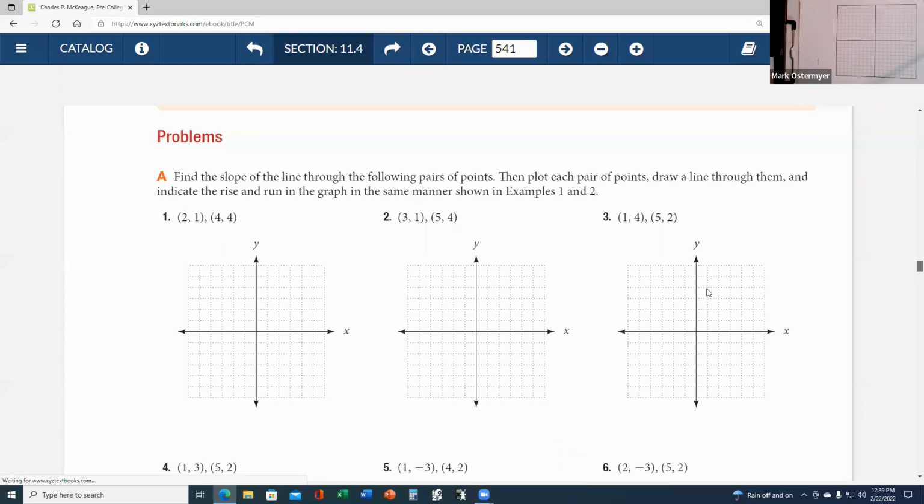All right, I'm going to go right down to the problem set here. The first batch of problems says, find the slope of the line through the following pairs of points. Then plot each pair of points, draw a line through them, and indicate the rise and run in the graph in the same manner shown in examples 1 and 2.